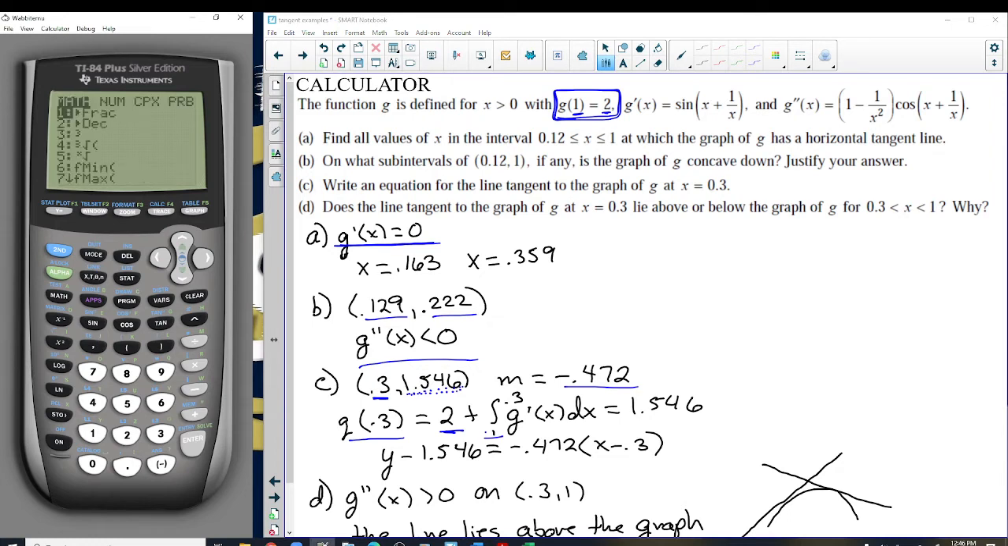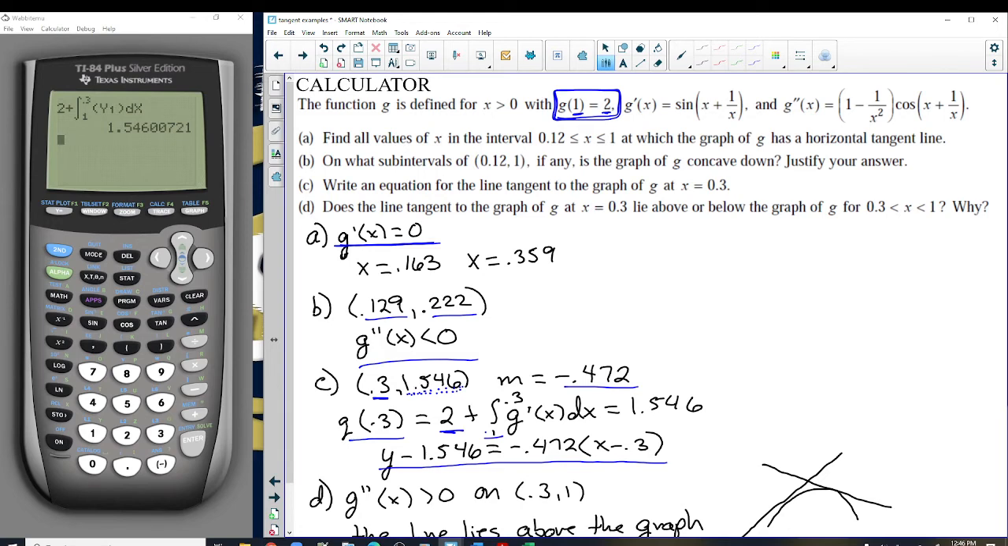So we can go math, actually, let's go 2 plus math number 9. And we're going from, what is it? Is it 1? Yeah. 1 to 0.3. And I already have the equation. I already have the first derivative in y1. So we go variables, y variables, function, y1. And we can go over to here, x. So the y coordinate is 1.546. And then we can just write the equation of the tangent line.